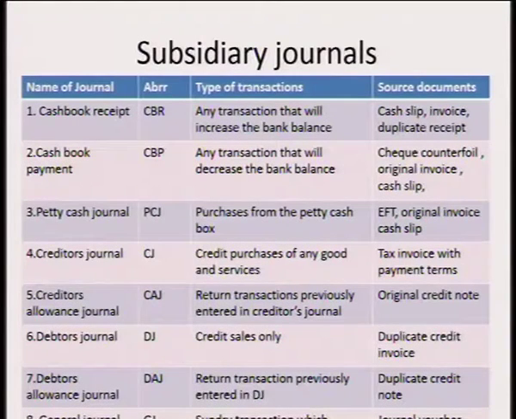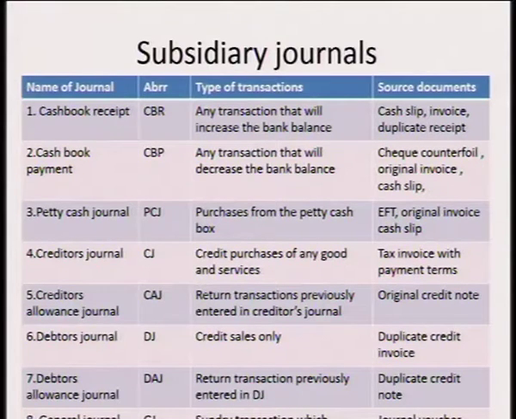I was talking about the subsidiary journals in which we do our bookkeeping. And number 3 is the creditors journal, in which we record the purchases from the creditors, and the source document is an original invoice as well as the cash slip.